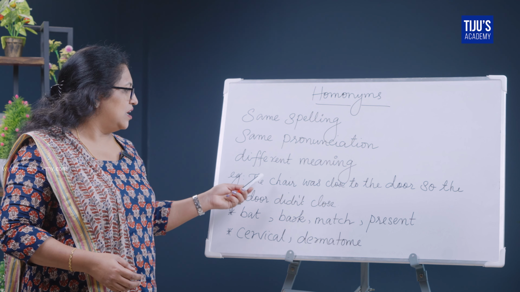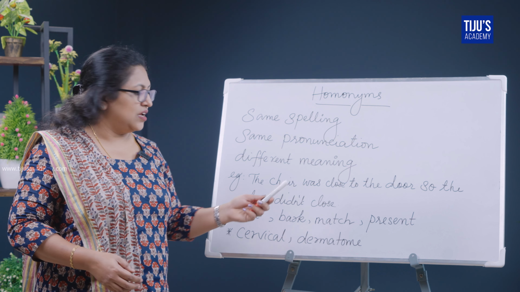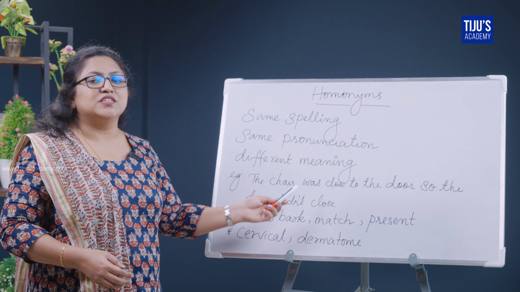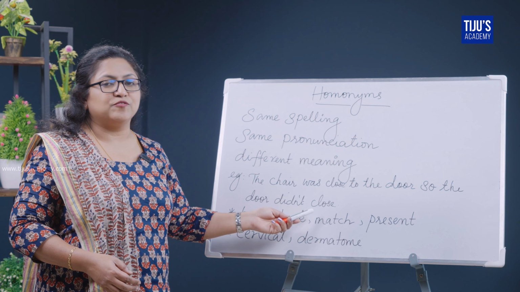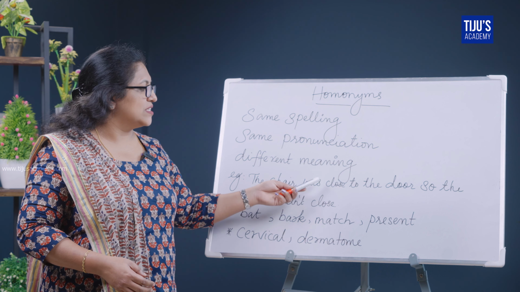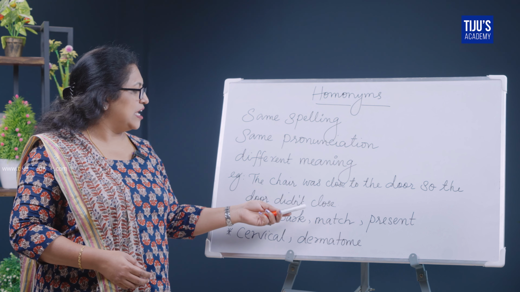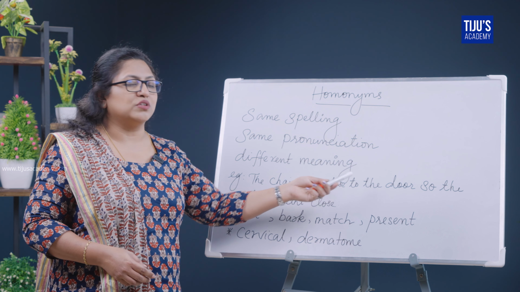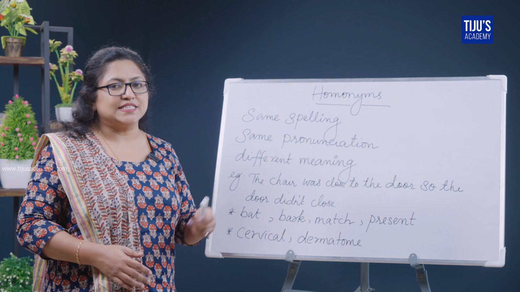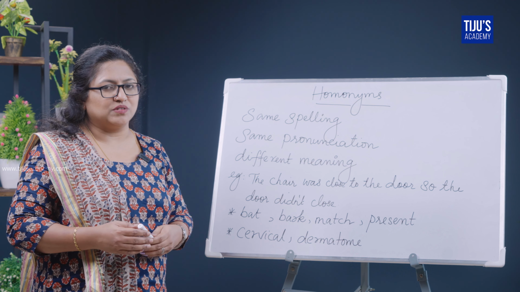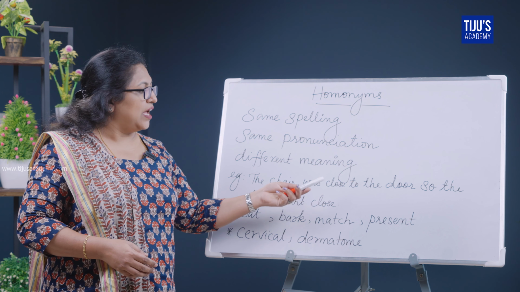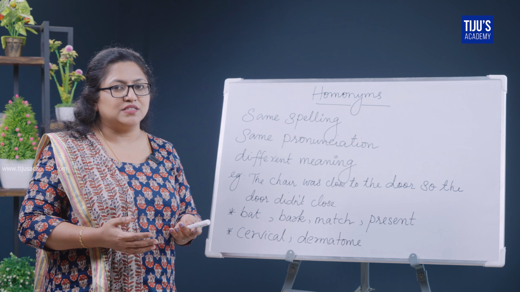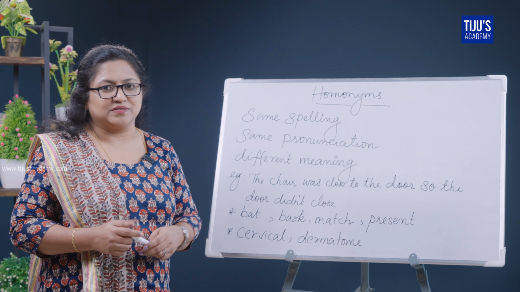We have here close. The chair was close to the door, so the door didn't close. They both have different meaning, but they have the same spelling and same pronunciation. So if we look here, the chair was close to the door. This close means near, near to the door. And then later, so the door didn't close. This close means the opposite of open.